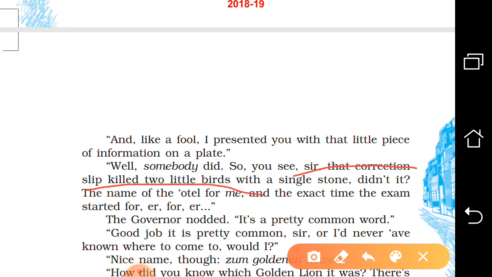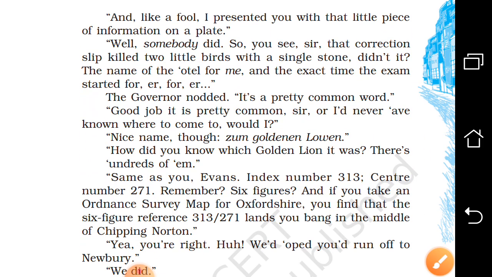The governor nodded. "It is pretty common, sir. Or I would never have known where to come to, would I?" So he said that the correction slip only helped Evans to reach this hotel. The same way the governor also reached over there. "Nice name though, Zum Goldenen Löwen. How did you know which Golden Lion it was? There are hundreds of them."